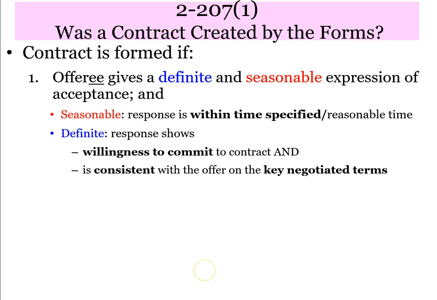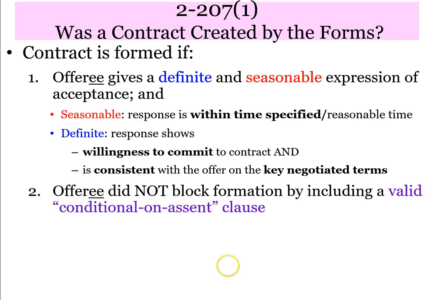If there was a definite and seasonable expression of acceptance, then you have a contract based on the forms, despite the fact that there are different or additional terms on the back. However, the final clause of subsection 1 gives the offeree an opportunity to block formation of a contract by making its acceptance expressly conditional on assent to the additional or different terms.